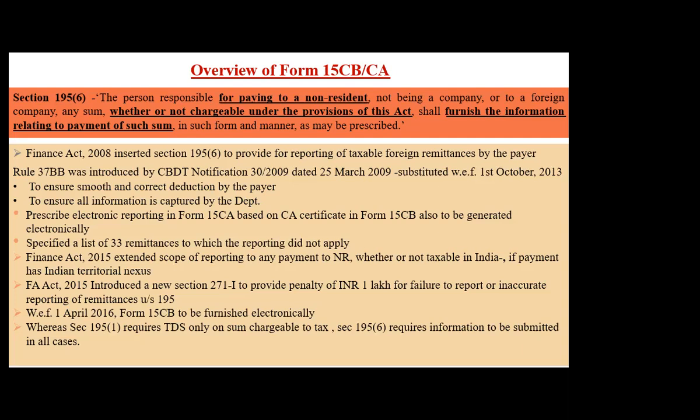So now coming to 15CB and CA. So 195 subsection 6. Section 195 subsection 1 says that TDS has to be deducted, and it places the thrust on the person that TDS has to be deducted only if the sum is chargeable to tax.